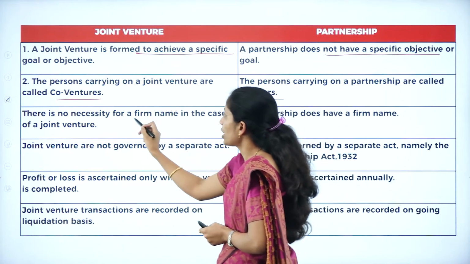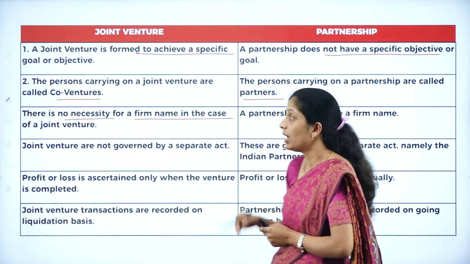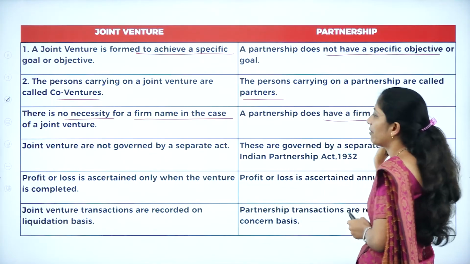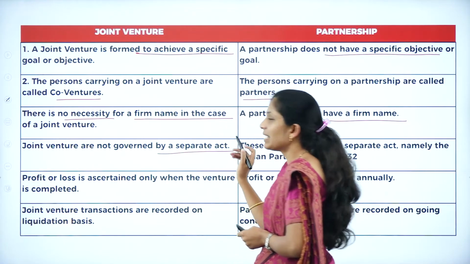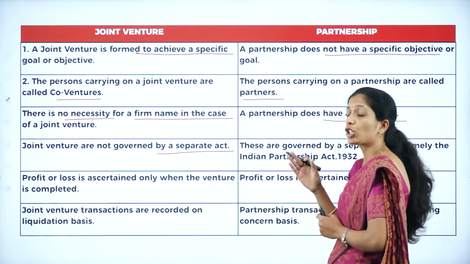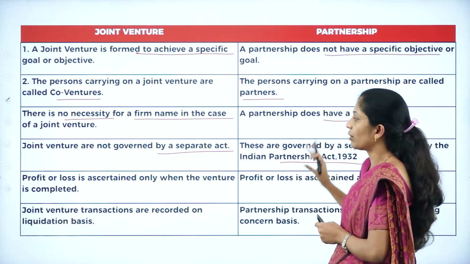Then joint venture will not have a firm name. No necessity to have a firm name. Of course, the partnership should have a firm name. Next, joint venture is not governed by a separate act, whereas partnership is governed by the Partnership Act of 1932. So this we all know.